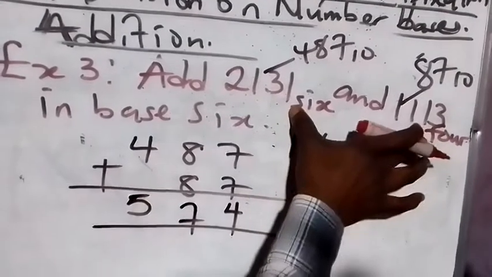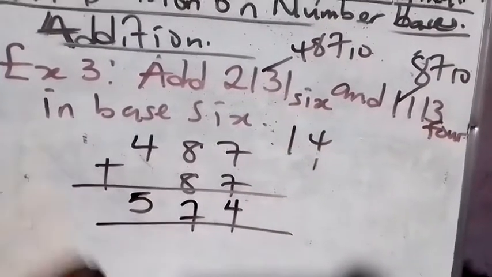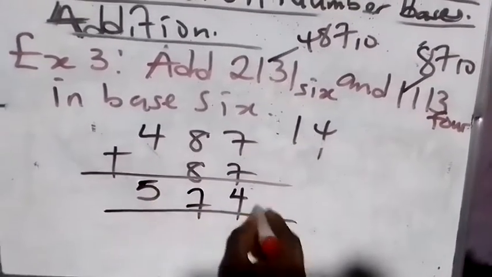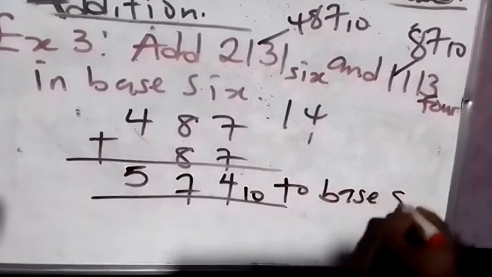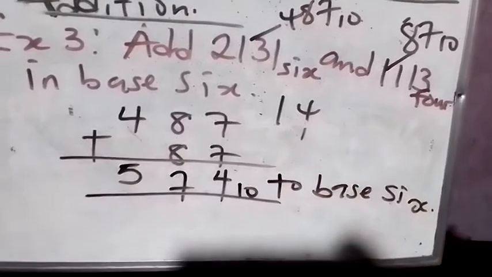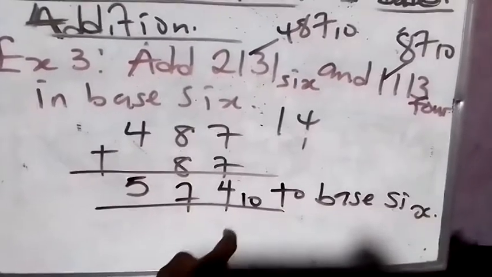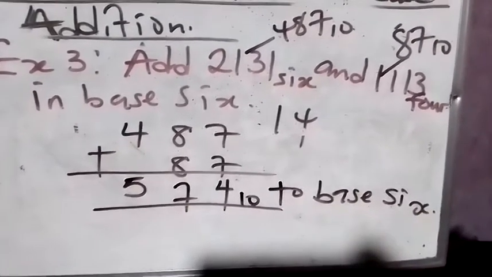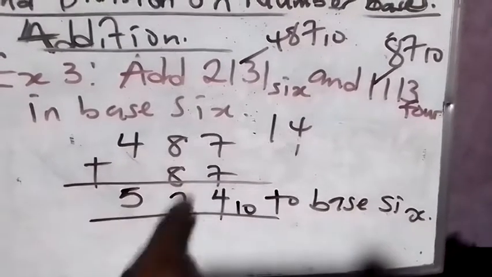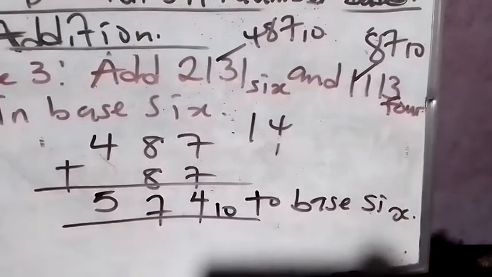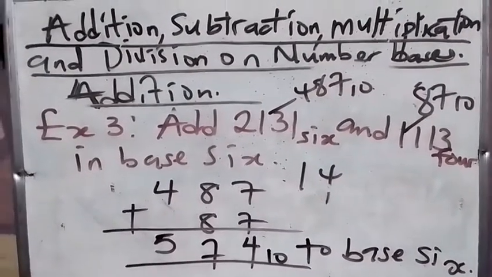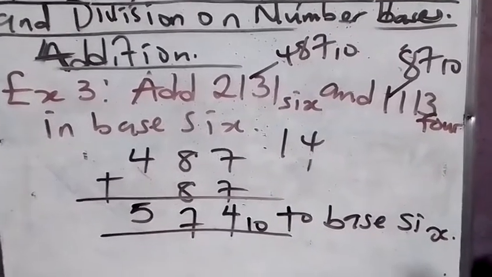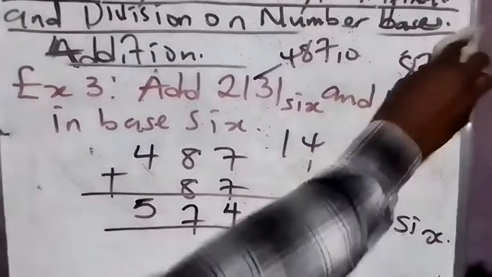After you've added it, they said our answer should be in base 6. Because this 574 is in base 10, you are going to convert it to base 6. Anytime you are converting from base 10 to any base, you divide. But anytime you are converting from any base to base 10, you multiply. Like the one we did before.